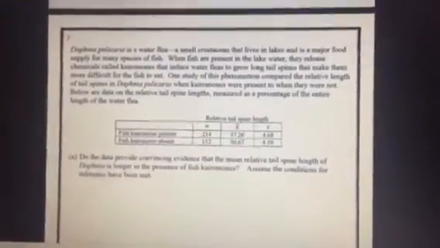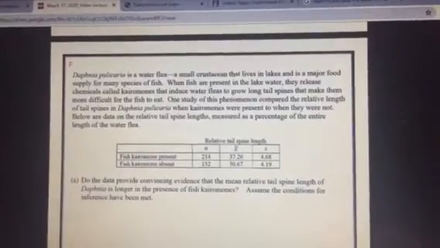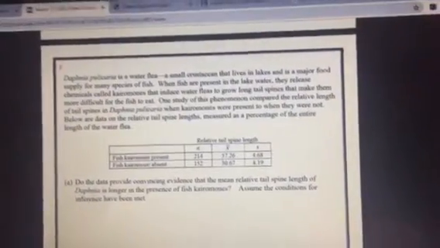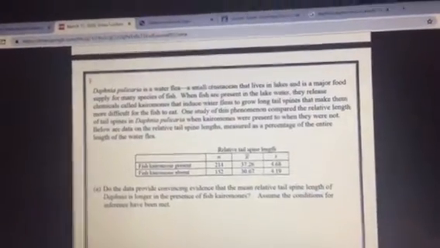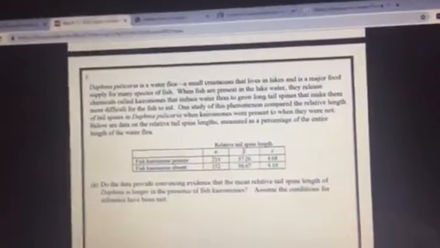Good evening, Mr. Holmes. Today we're going to investigate Daphnia pulicaria, the water flea, and whether or not their tail is longer in the presence of fish or in their absence. Okay, first thing we want to do is write a null hypothesis.